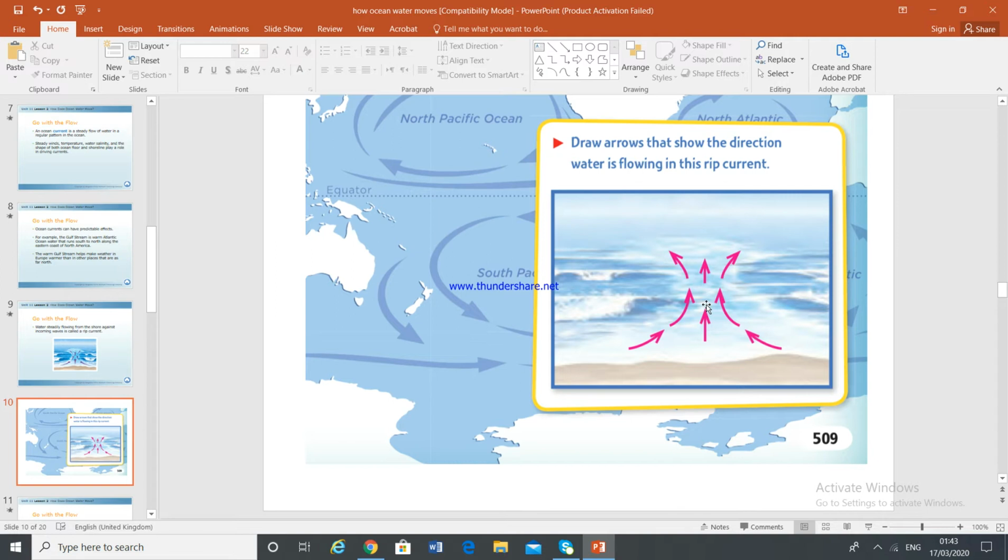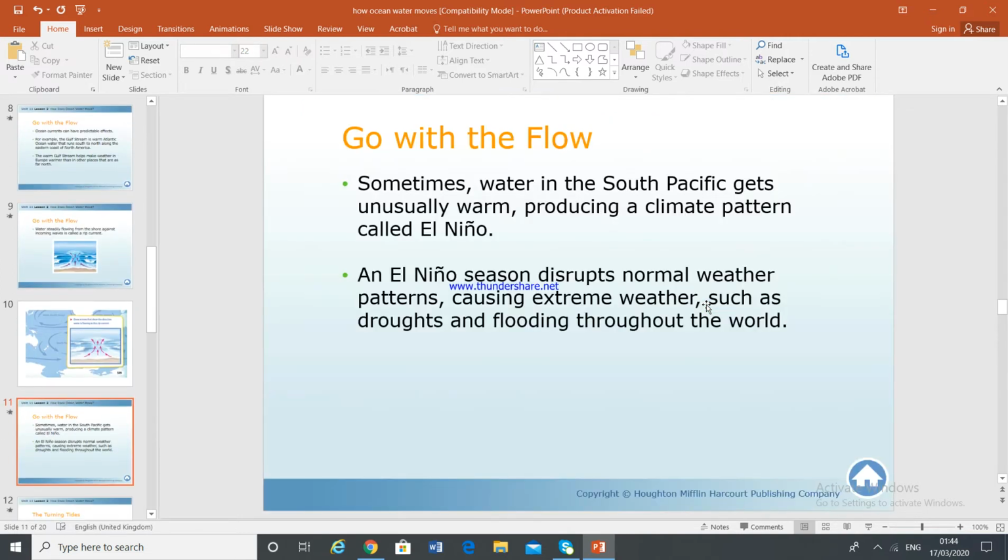Okay, now. Next page, I'm sure that you have completed till now, page 509. Now here, okay.